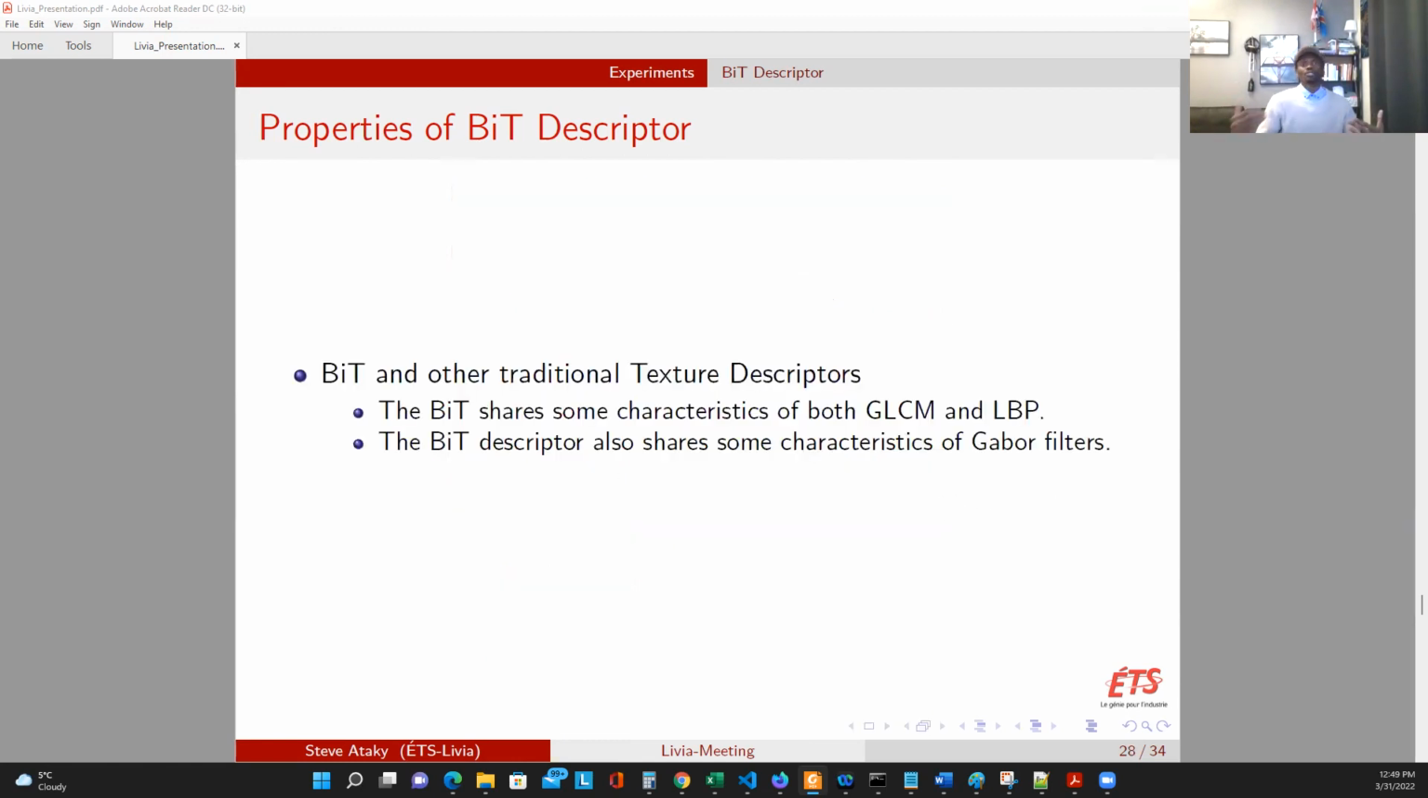Now, the BIT also shares some common characteristics of other textural descriptors, such as GLCM and the LBP, because the BIT characterizes texture also based on second-order statistical properties. And in ecology, taxonomic indices are approximations of a second-order statistic at the species level. And the BIT also shares some characteristics with Gabor filters.